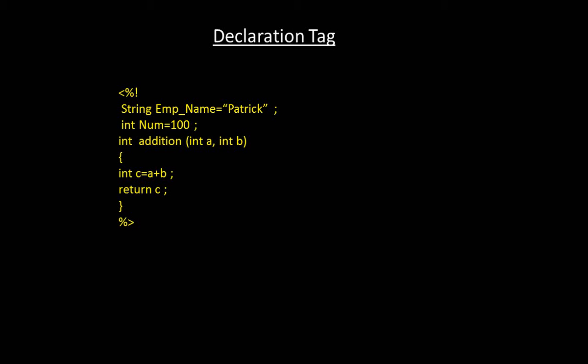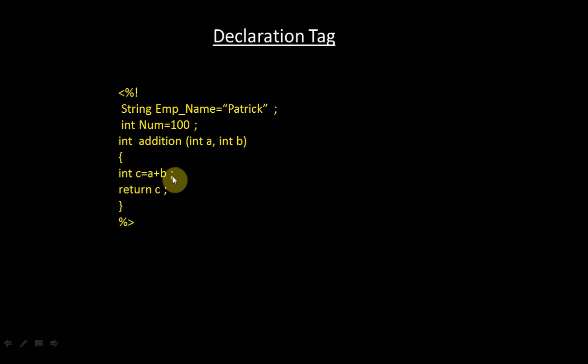Declaration tag is basically used to give the declaration for variables or functions, etc. Now the declaration tag starts with angular bracket, percentile, and exclamation symbol. This is your exclamation symbol. Like here I have declared a simple variable emp_name, and I have assigned the value Patrick, and it happens to be of string data type, right? Then I have declared another variable with the name num, which has been assigned the value 100.